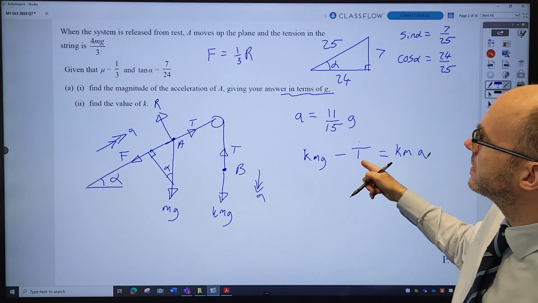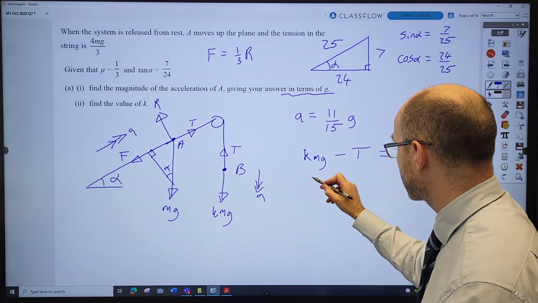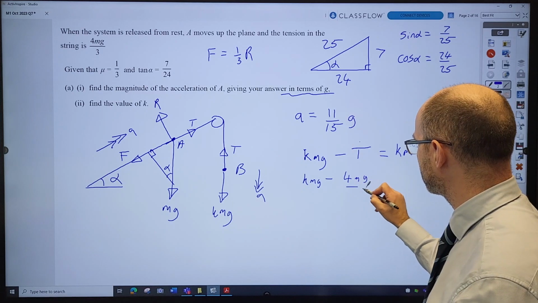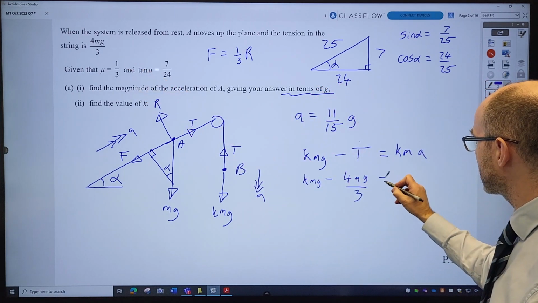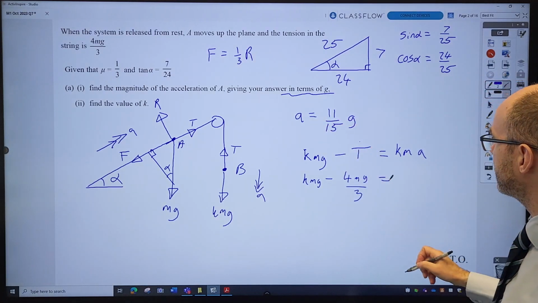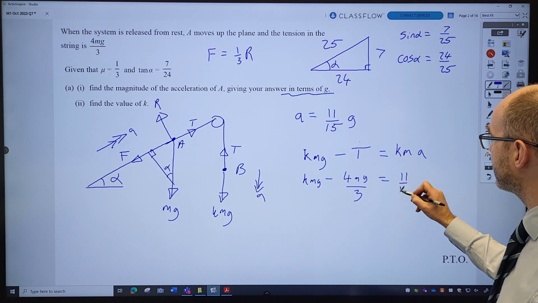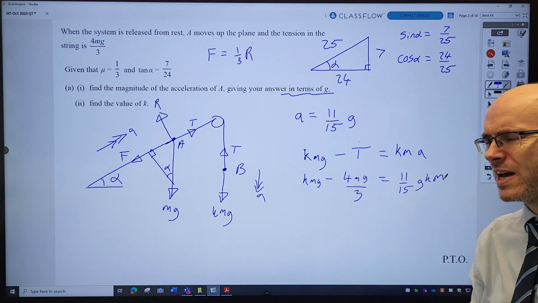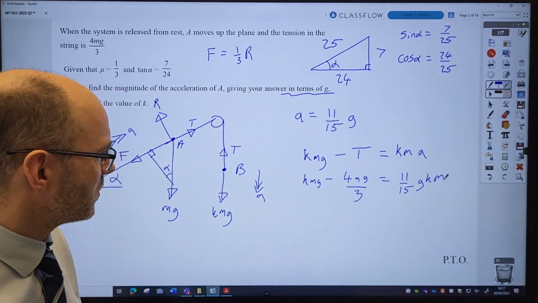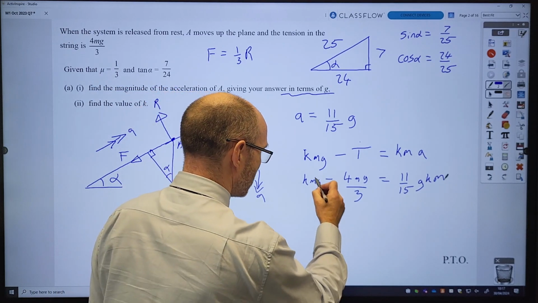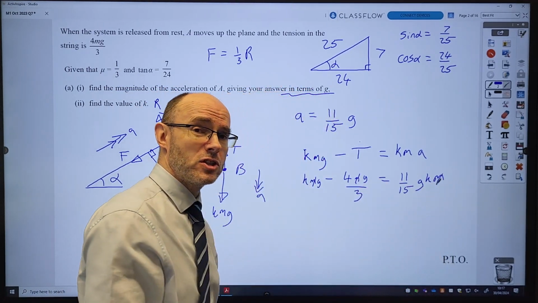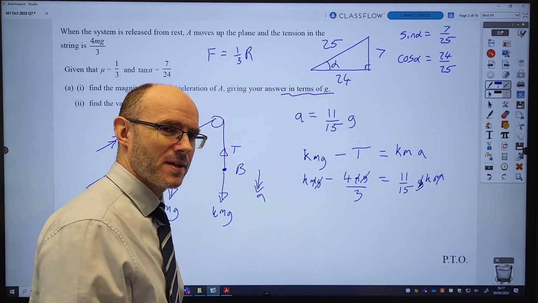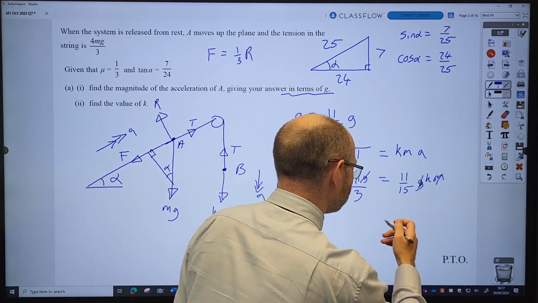Now I'm going to put the T into it, which again was that. kmg minus 4mg over 3. So that was T is equal to kma, and I've worked out the acceleration is 11/15 g. So that's going to be 11/15. Let's get the alphabetical order, shall we? So g, k, m. I do like it when things are in alphabetical order. And we've got to work out k. So nicely again, the m's will cancel. So m, m, m, and the g's will cancel this time as well. Look at that. So g there, g there, g there.